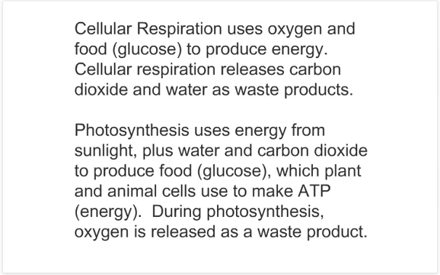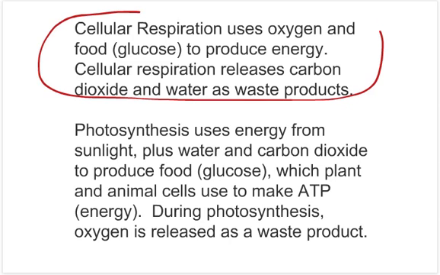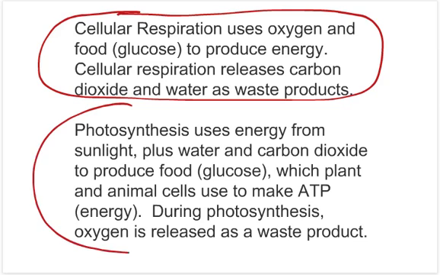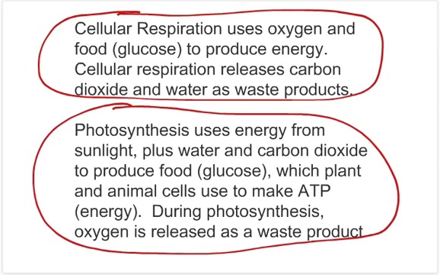So at the top, where it says cellular respiration in the drawing on page 150, write what you see here instead. Cellular respiration uses oxygen and food, glucose, to produce energy. Cellular respiration releases carbon dioxide and water as waste products. And then at the bottom of your drawing, where it talks about photosynthesis, you're going to write this instead. Photosynthesis uses energy from sunlight plus water and carbon dioxide to produce food, glucose, which plant and animal cells use to make ATP, or energy. During photosynthesis, oxygen is released as a waste product.